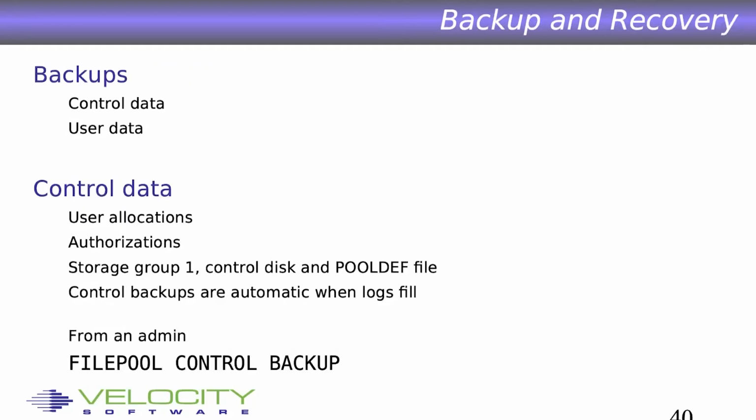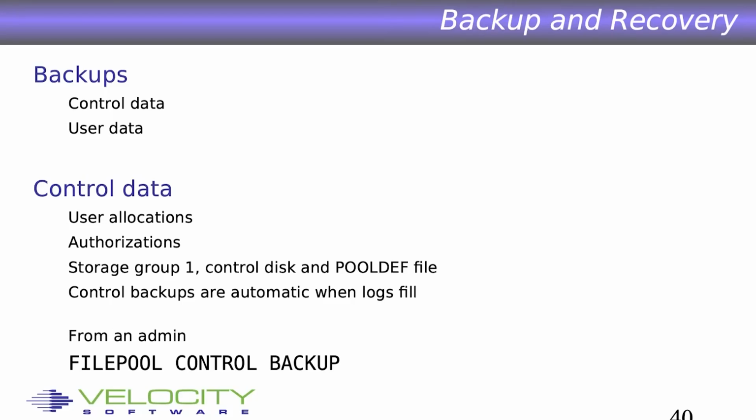Okay, we're going to talk about backups and recovery. There are 2 different types of backups, control data backups and user data backups. Control data backup backs up user allocations, authorizations, storage group 1, the control disk, and the pool def file. Control backups are automatic when the log's full.